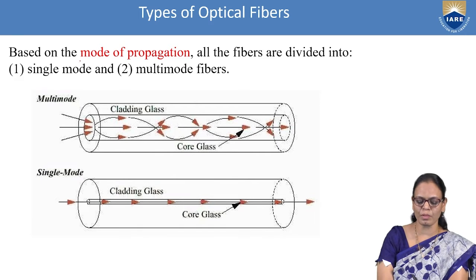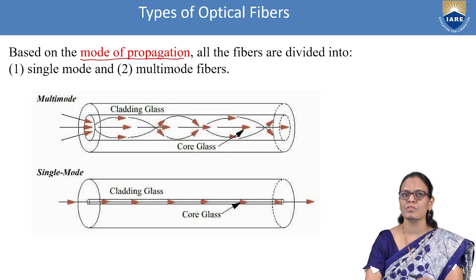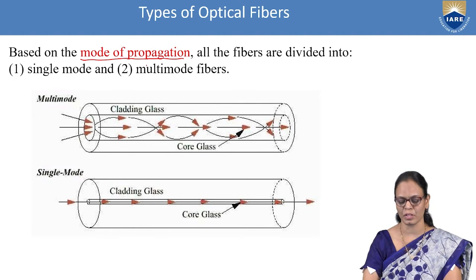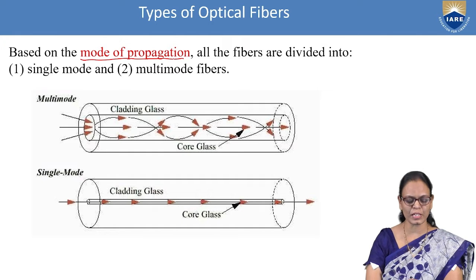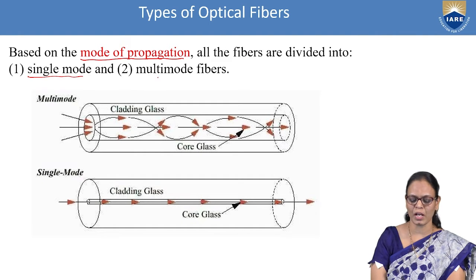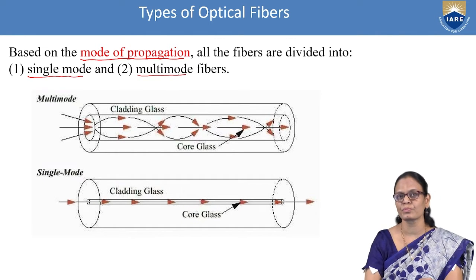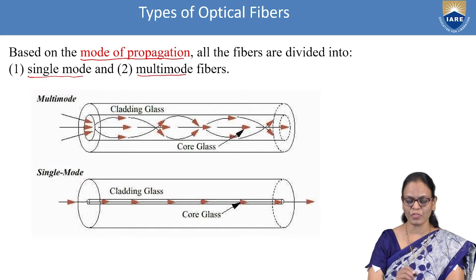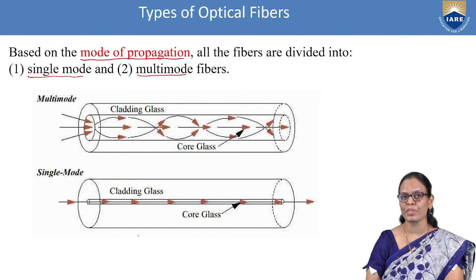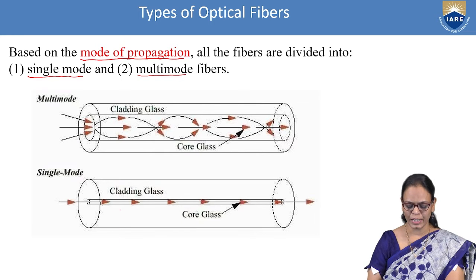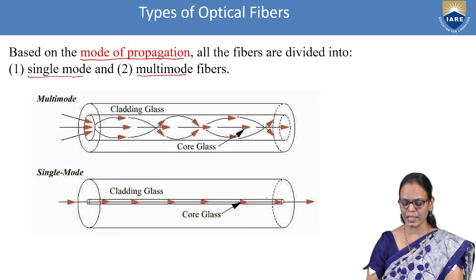So now, based on the mode of propagation. First we are going to discuss the types based on mode of propagation. Based on the mode of propagation, they are divided into single mode and multi-mode. 2 types we have. The first one is single mode. So what is single mode here? We'll see in the diagram, there is only a single mode of transmission. And in multi-mode, if you see, there are a number of modes of transmission.